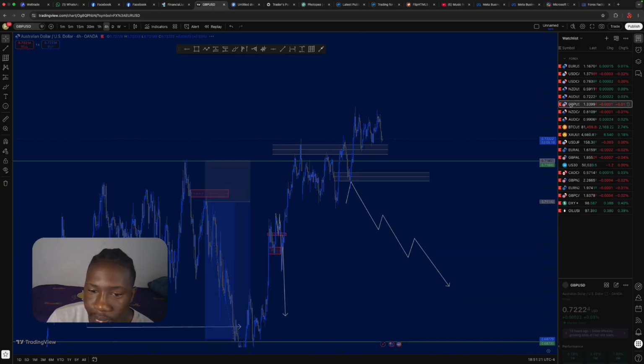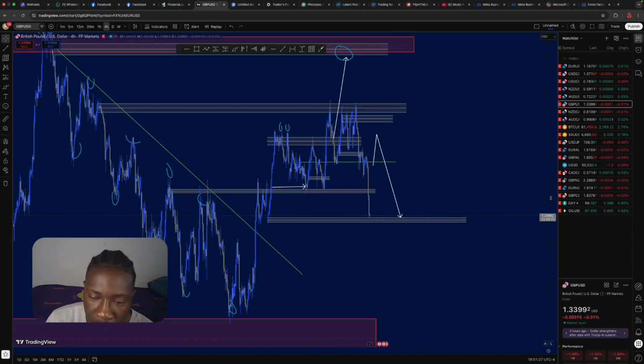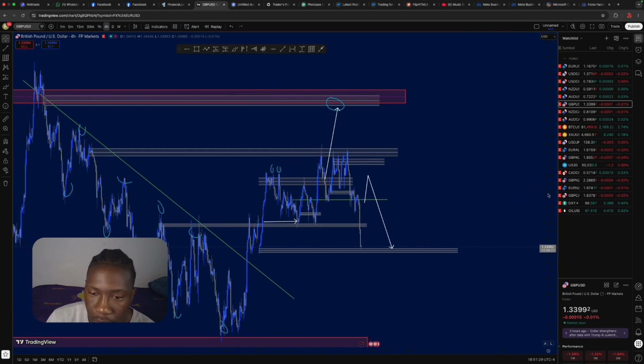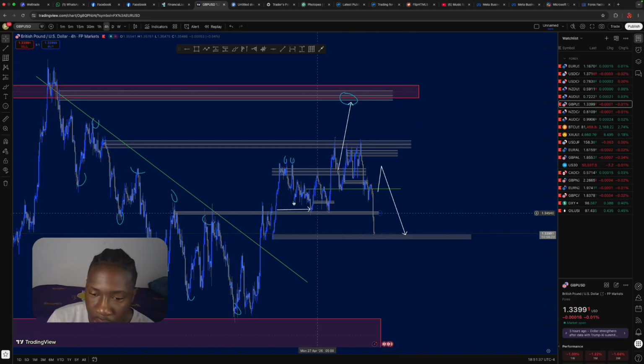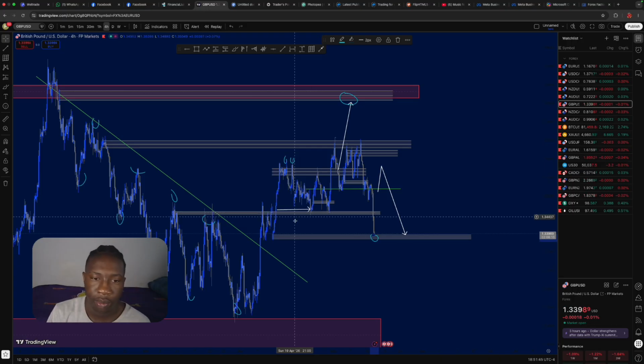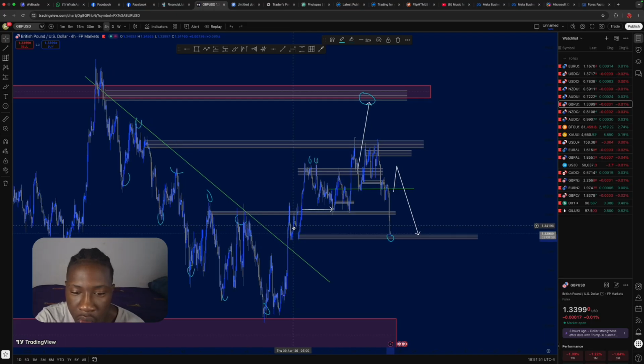So we go to, yes, we said this is where the market is going to reach yesterday. If you see, this was my analysis yesterday, saying that the market was going to reach this level. It was an imbalance for this GBP USD. It was an imbalance. Now it has fully retested the imbalance.